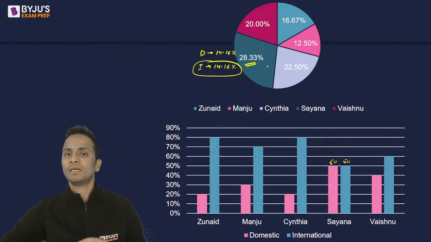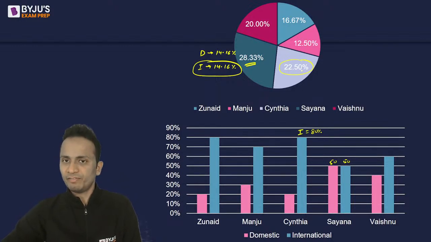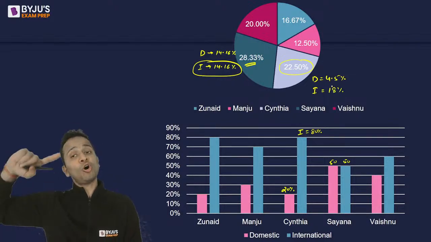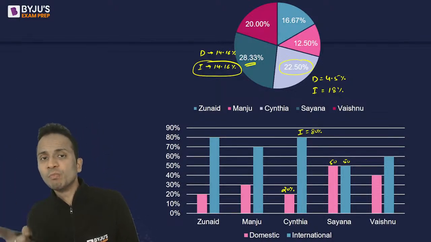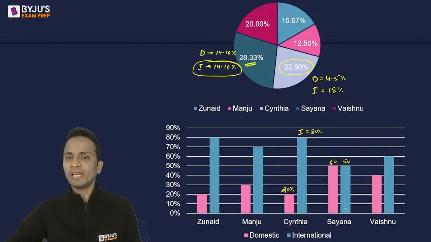Stop. Now come to Cynthia. For Cynthia, international distance is 80 percentage of what she has covered in total, so 80 percentage of 22.5. The domestic is 20 percentage of this, which will be 4.5 percentage. So the remaining will be covered internationally. If I remove 4.5 from 22.5, it is 18 percentage. 18 percentage of 6 lakhs is covered internationally, which is more than the 14.16 covered by Saina. So Saina is also eliminated.